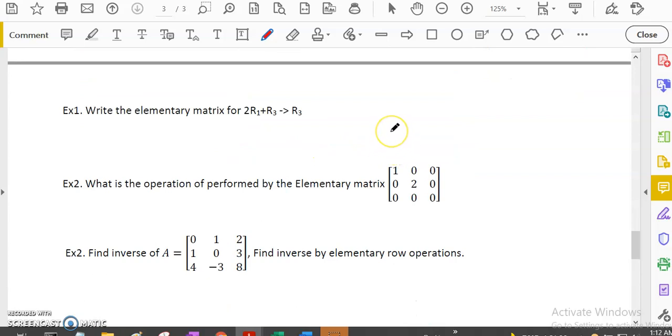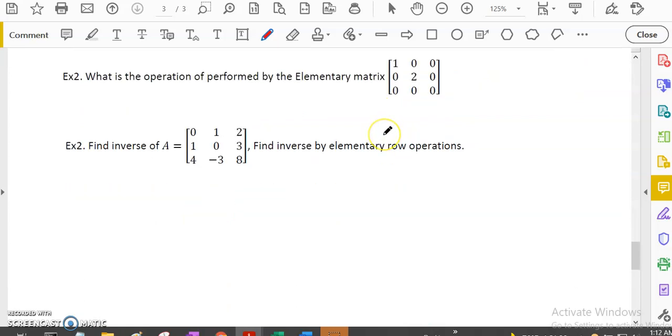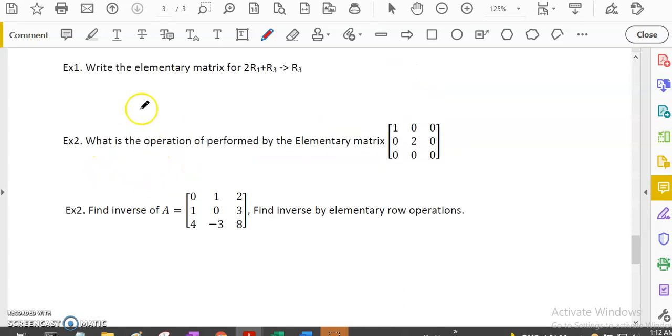So let's try to do the elementary row operation and find I first, and then I'll come back to look at the elementary matrix. Right, let's do this first. I don't think I have time to finish this within 15 minutes.